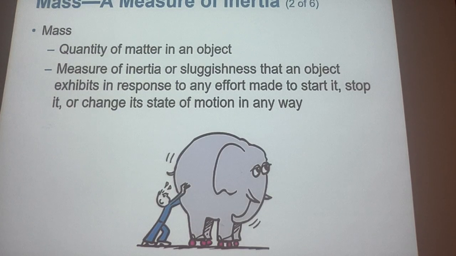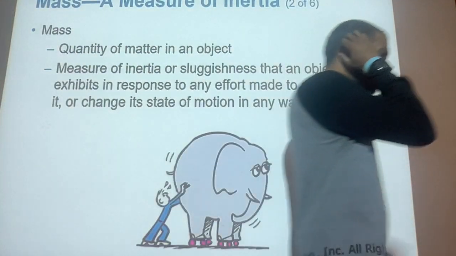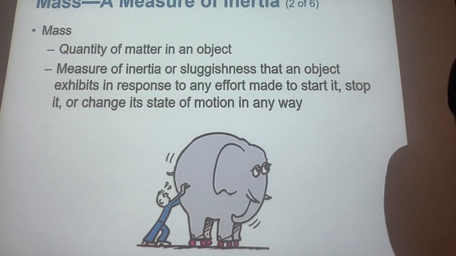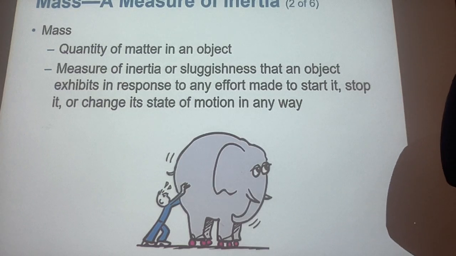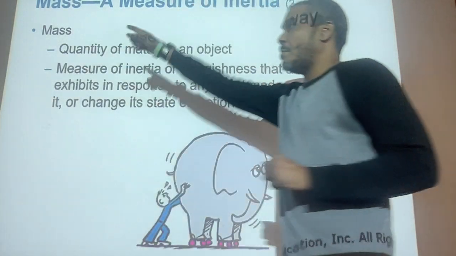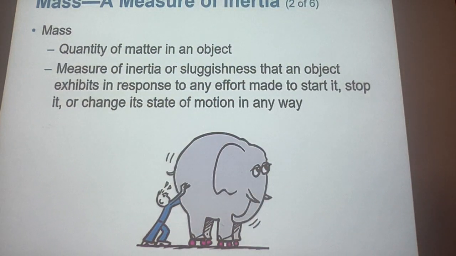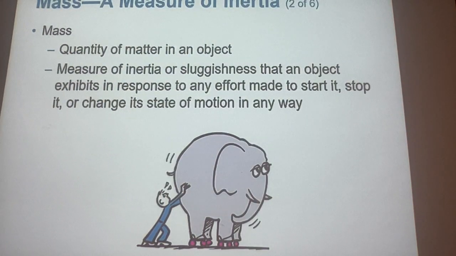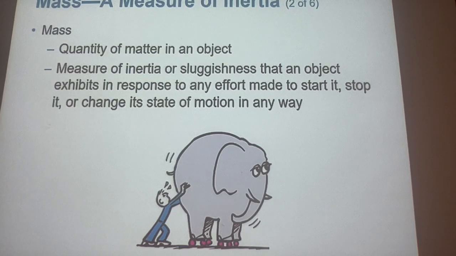So, mass is a measure of inertia. Your mass is a measure of inertia. Depending on how big you are, it's going to determine how hard it is to stop your motion or start your motion, depending on the size of the object. That's the mass. Mass is the quantity of matter in an object. How much stuff is there? That's what your mass is.